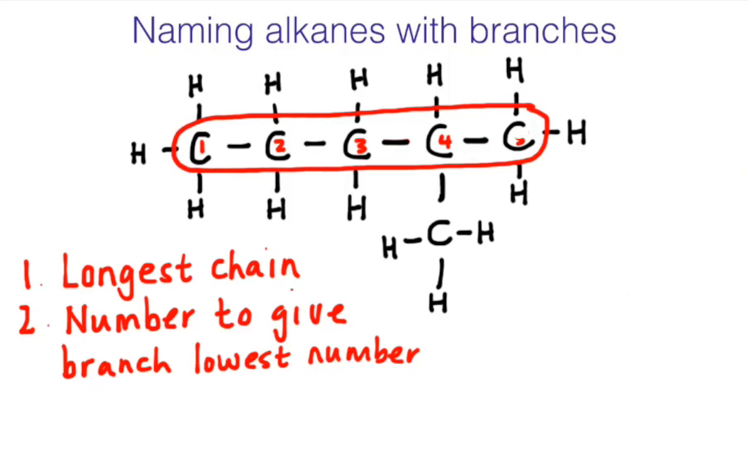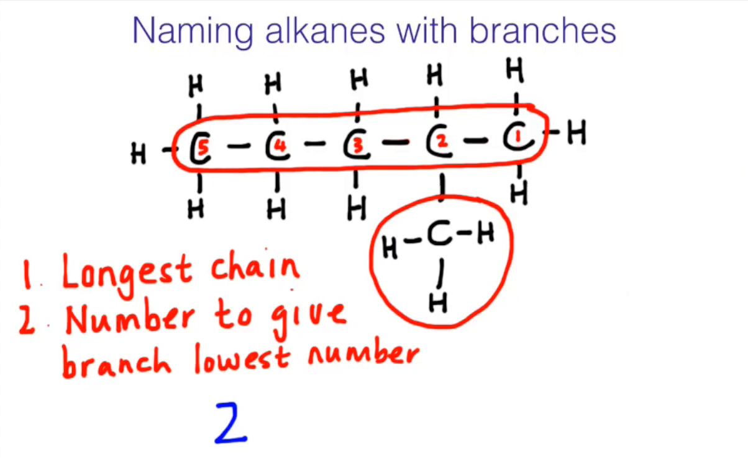However, if we number from right to left, you see the carbon fits on number 2. Now remember, these are 3-dimensional molecules that can flip over in space, and so whether we number from left to right or right to left is entirely irrelevant. So there's our branch on carbon number 2. So we go ahead and name it.